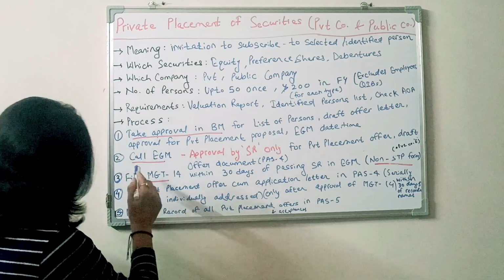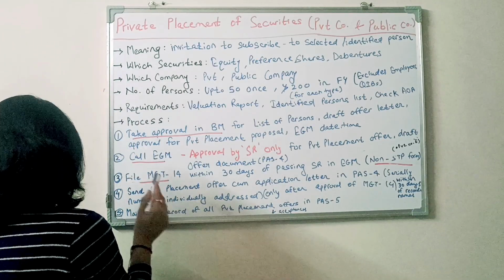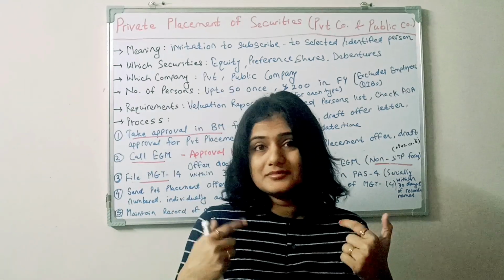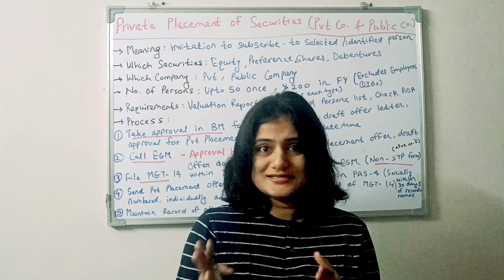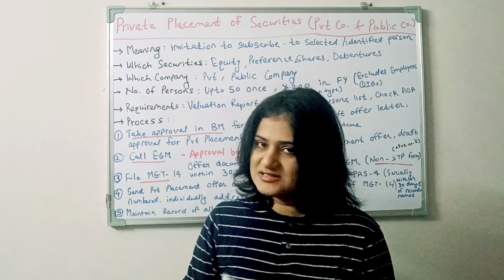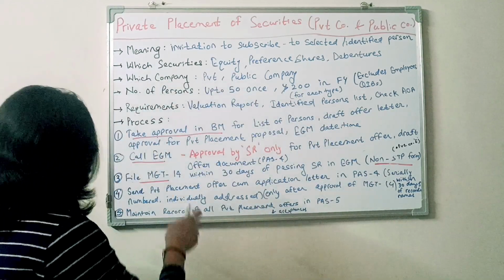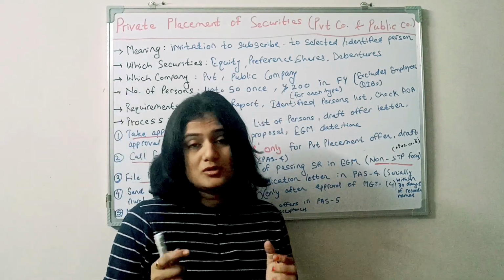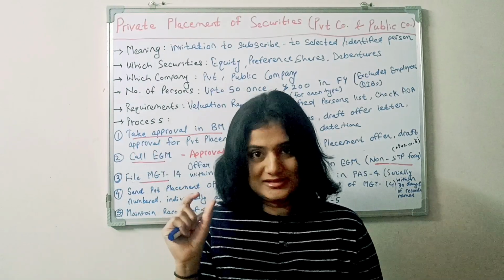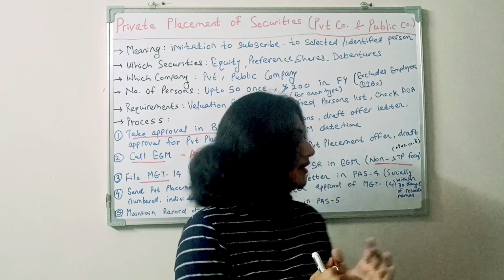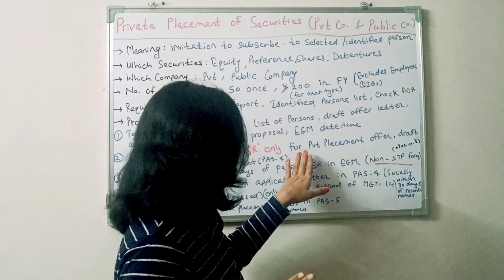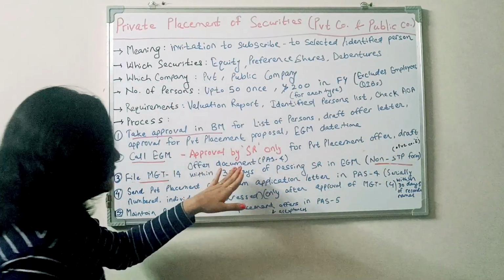Now the second step, call EGM. I have mentioned EGM because it is not required that an EGM will be scheduled only once in a year; in cases other than the annual general meeting, an EGM is required. So call an extraordinary general meeting. Here, the approval of shareholders for private placement can only be taken by passing a special resolution. It is clearly mentioned in the Act that a special resolution is required. So approval by special resolution only, both in case of a private or public company, for the private placement offer and draft offer document.